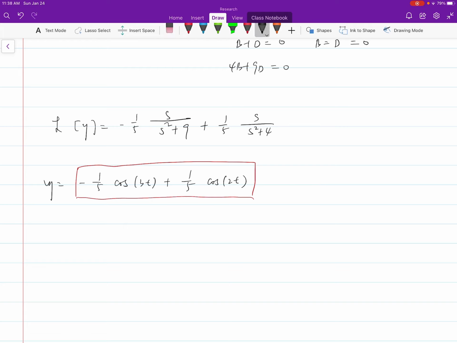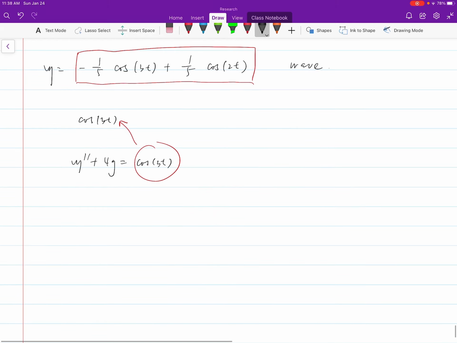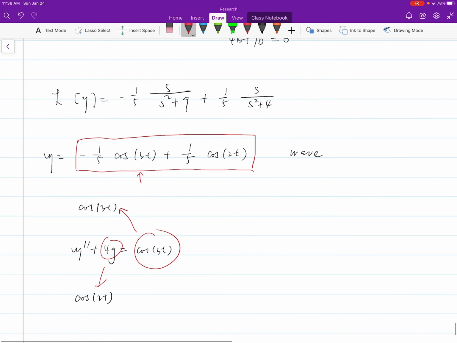We have a wave, a superposition of two waves. One of the waves is cosine 3t. Where does it come from? It comes from the external force. Now where does the cosine 2t come from? It comes from the natural frequency. So this is external, and this is natural.